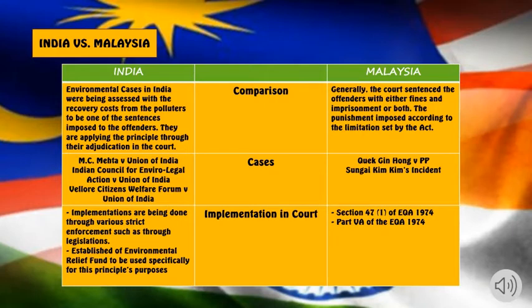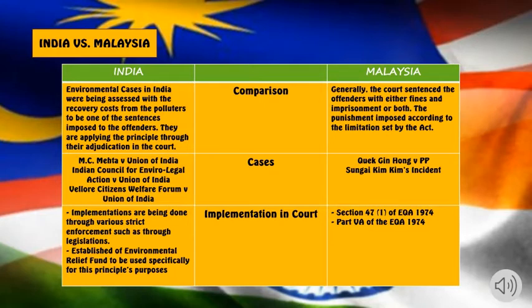In Malaysia, the word environment is not stated anywhere in our federal constitution, but there are words that can be associated with the environment, such as water, forest and land, and these are vested in the power of the state by virtue of the Second List of the Ninth Schedule. Now, looking into the cases.